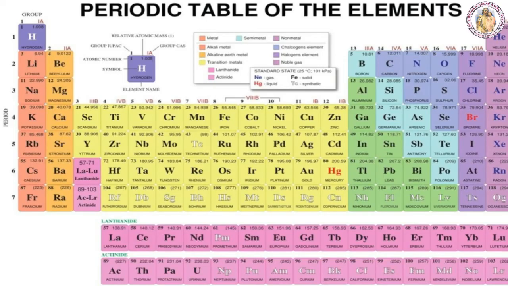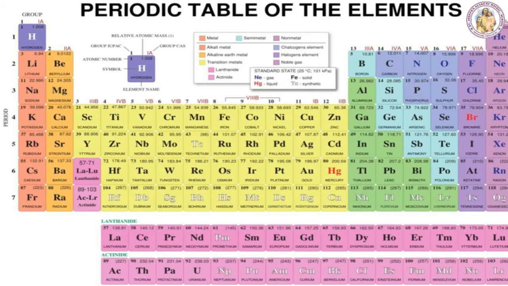Now we'll see the classification of elements into blocks. In the long form of the periodic table, the elements are arranged in the order of their atomic numbers. The atomic number of an element is equal to the number of protons inside the nucleus of its atom.